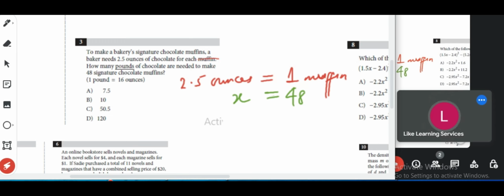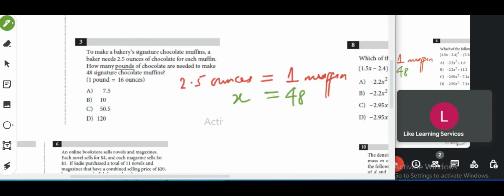Read what I just underlined here. 2.5 ounces of chocolate for each muffin. So each muffin means 1 muffin, isn't it? Yes. And then we need to know how many we make 48 muffins. So X will make 48 muffins. How would you find X? You have to factor. Do you mean cross multiply whenever you have something like this? Yes, cross multiply.